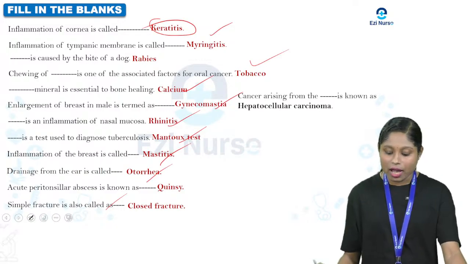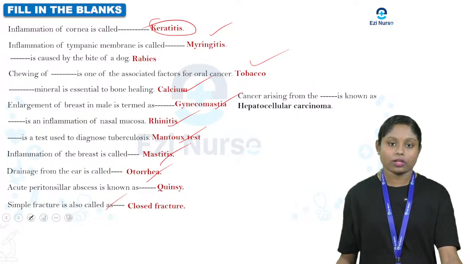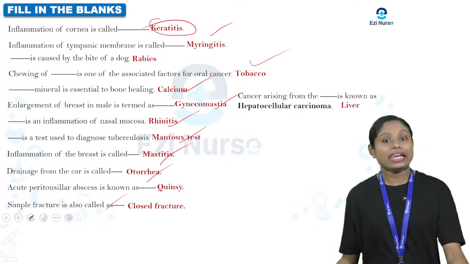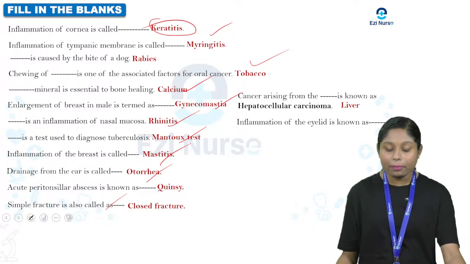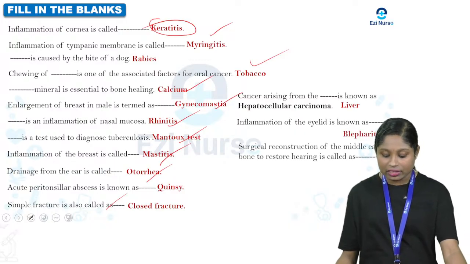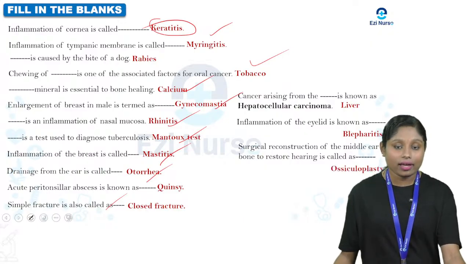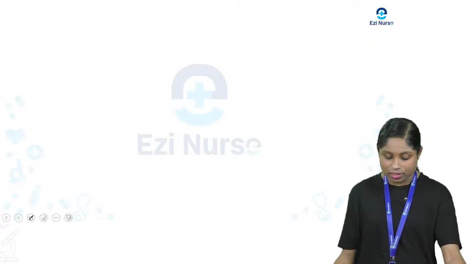Cancer arising from the dash is known as hepatocellular carcinoma. So what is it? Hepatocellular carcinoma is the cancer arising from the liver. So that is the answer. Inflammation of eyelid is known as blepharitis. Surgical reconstruction of middle ear bone to restore hearing is known as ossiculoplasty.